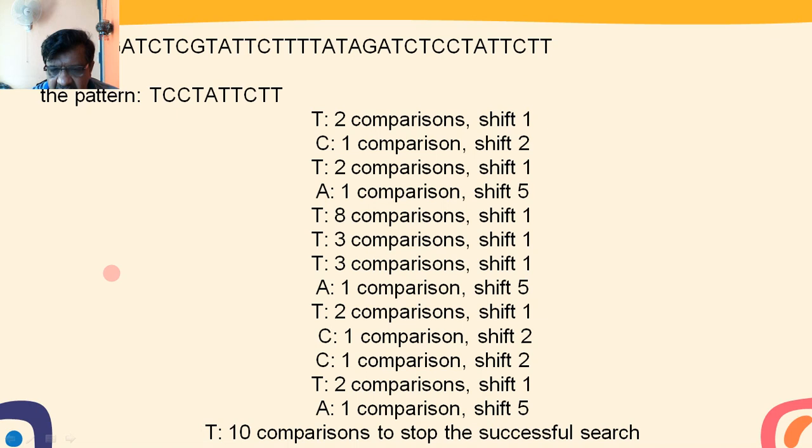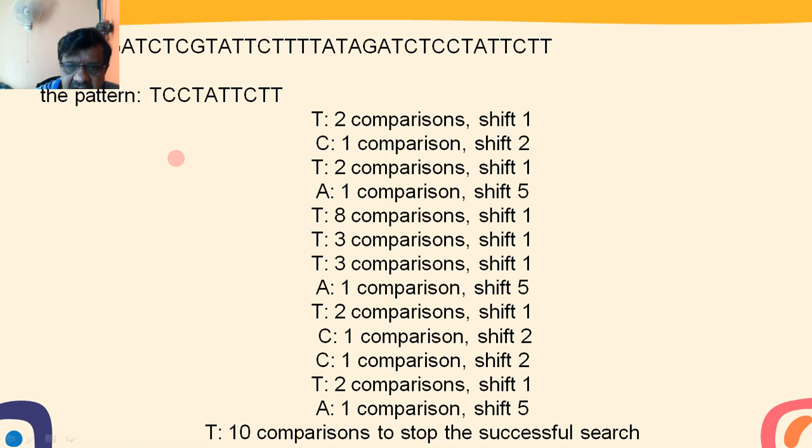Okay, my respected viewers will verify this by literally doing the aligning and shifting. 10 comparisons to stop the successful search. By the time, the number of comparisons will be 2 plus 1, 3, 5, 5 plus 1, 6, 6 plus 8. You have to add all these things and you will get the total number of comparisons. But anyway, it's a successful search because this particular pattern is found in the text.